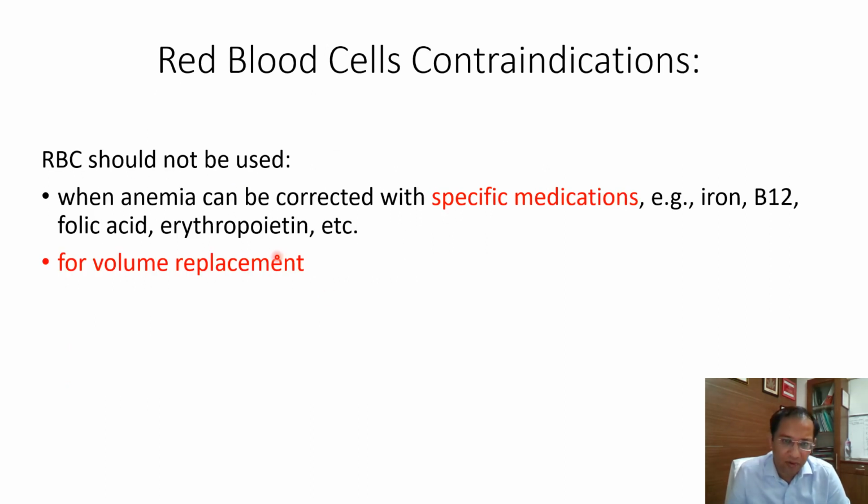So what are the contraindications of red blood cells? It should not be used when specific medications are available, like hematinics such as iron, B12, folic acid, erythropoietin, or if there is a specific deficiency of iron or B12 where the patient is stable and does not require blood, then you have to manage it with these hematinics. Or it should not be used for volume replacement at all.